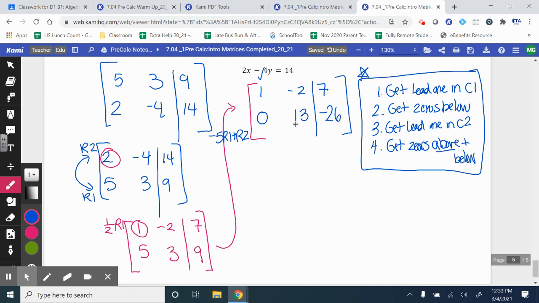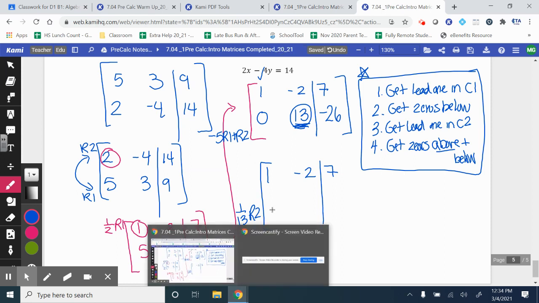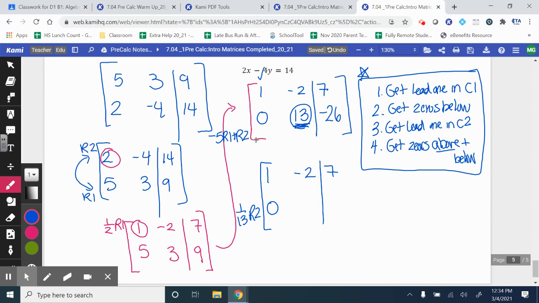Now I need to get my next lead 1 right here. So I need that 13 to become a lead 1. So how do I get that to become a lead 1? Anytime you're doing a lead 1, you're going to multiply by the reciprocal. So I'm going to do 1 over 13 times row 2. 1 over 13 times 0 is just 0. So all the work we just did to get that 0, we keep because we're just multiplying it by something. That's why you can't add rows together to make anything a 1, because you'll mess up everything you did before. So 1/13 times 0 is 0, 1, and then -26 times 1/13 is -2.